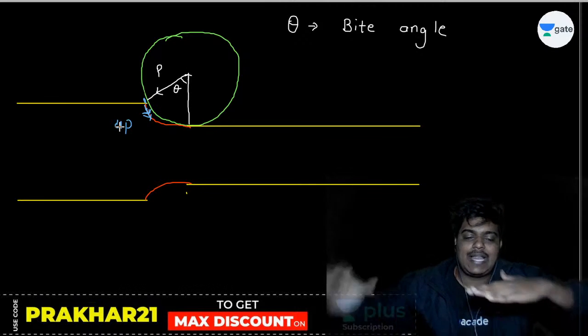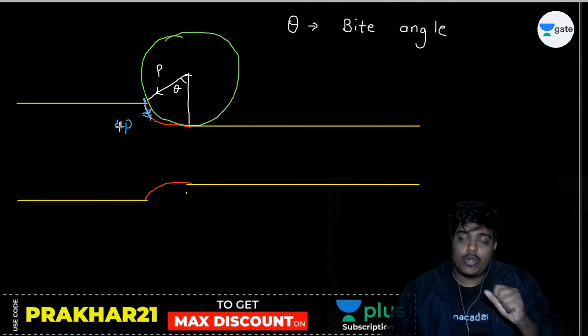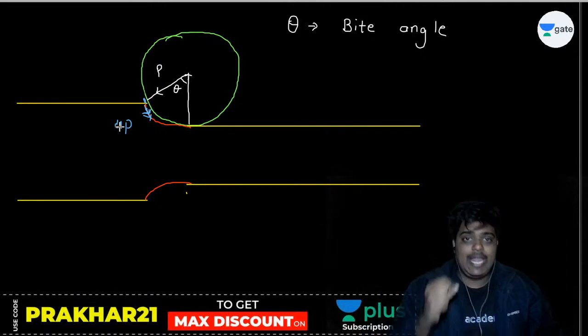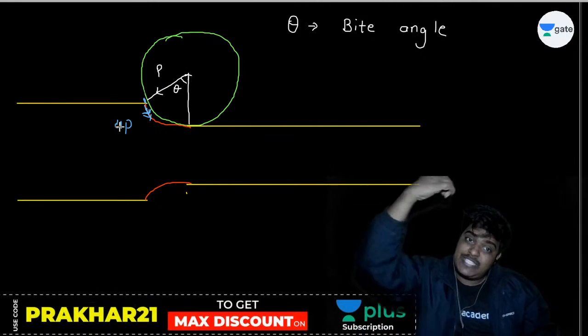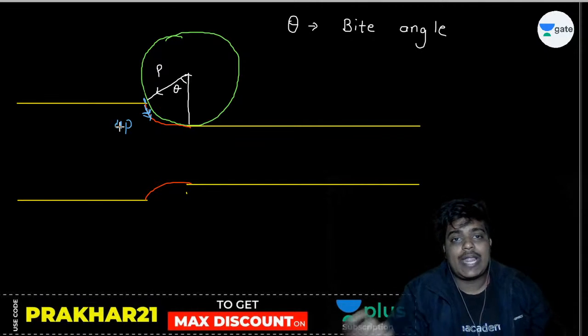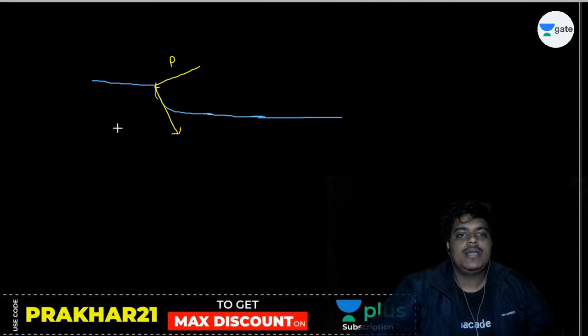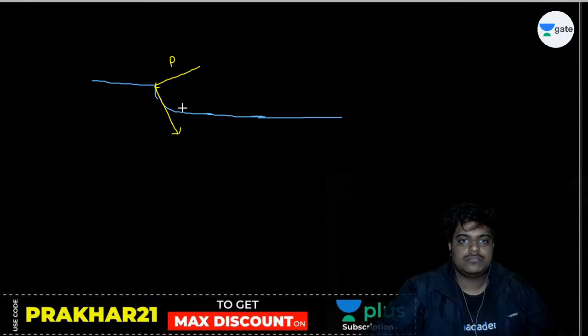The same thing happens here: as soon as the work material comes in contact with the roll, the friction between the work material and the roll is basically pulling the material inwards. The movement of the material to the right-hand side is due to the friction. That is something you need to understand.